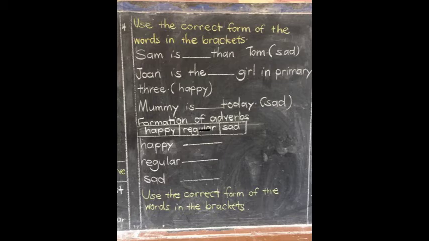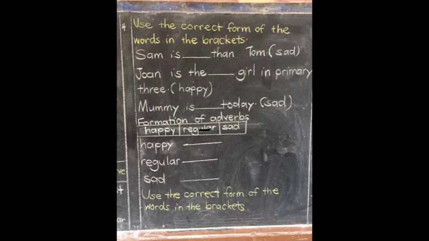Then we move to the next one, which is sad. From sad, we can change it to sadly. And how do we change to sadly? We add ly to the adjective sad. So the adverbs that we are going to form there: from happy, happily; from regular, regularly; and from sad, sadly. So you have that activity whereby you're going to form adverbs from those adjectives.